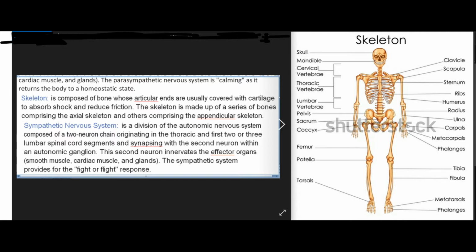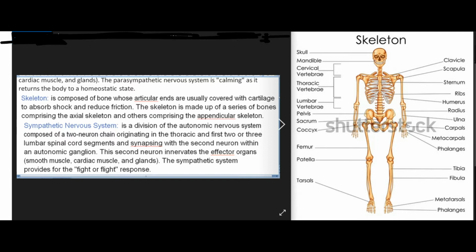Skeleton is composed of bone whose articular ends are usually covered with cartilage to absorb shock and reduce friction. The skeleton is made up of a series of bones comprising the axial skeleton and others comprising the appendicular skeleton. Sympathetic nervous system is a division of the autonomic nervous system composed of a two-neuron chain originating in the thoracic and first two or three lumbar spinal cord segments and synapsing with the second neuron within an autonomic ganglion.